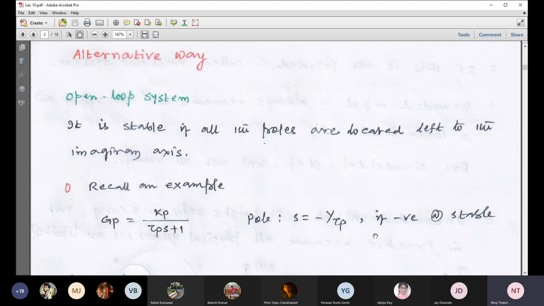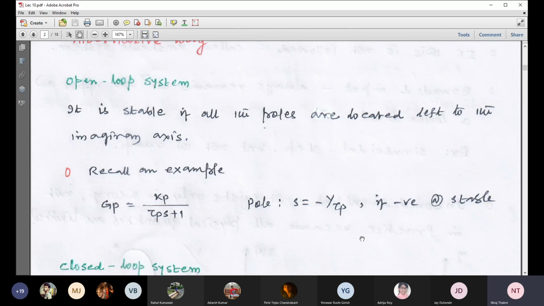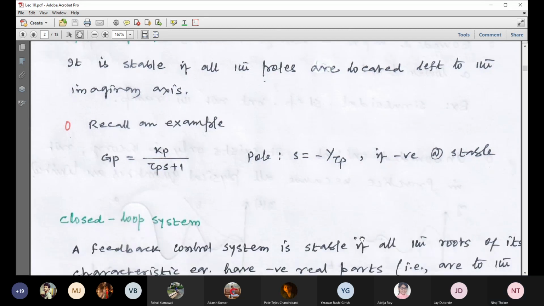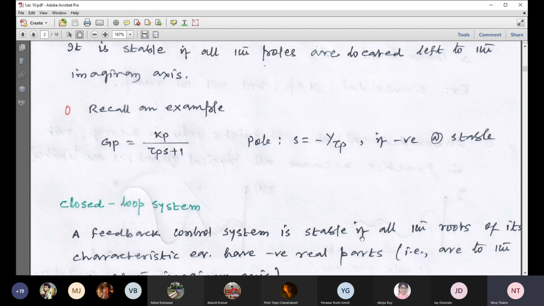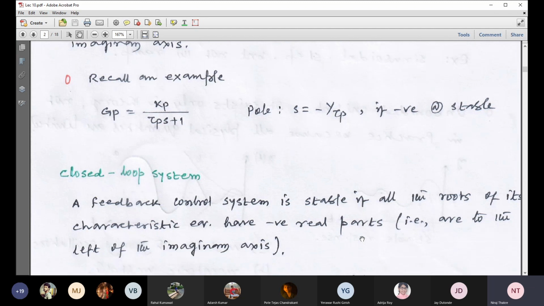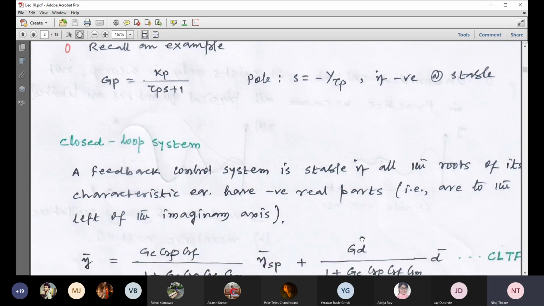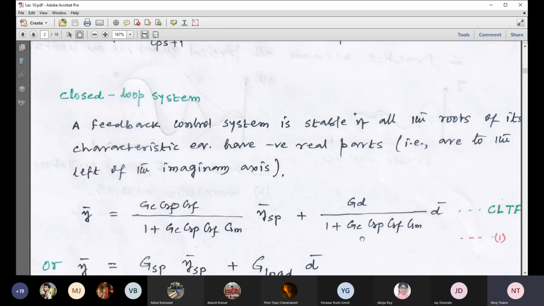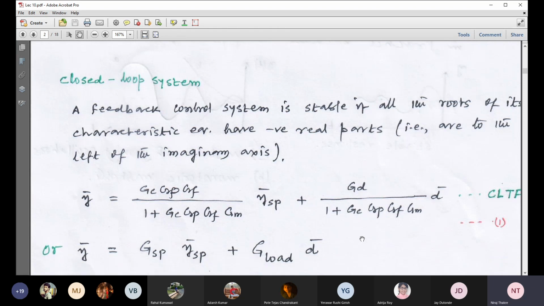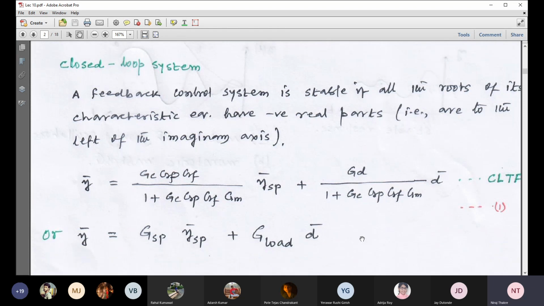One example is also given here, you see. Gp equal to Kp by tau Ps plus 1. Time constant is always positive. So therefore, it's a stable system. Now, how we can extend this to closed loop system? Yeah, we can extend to closed loop system. You see this?